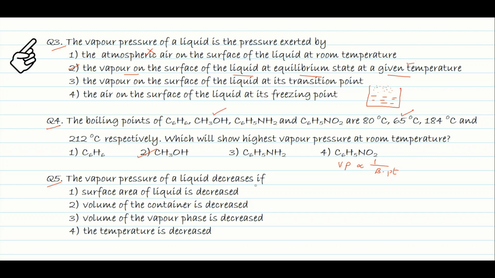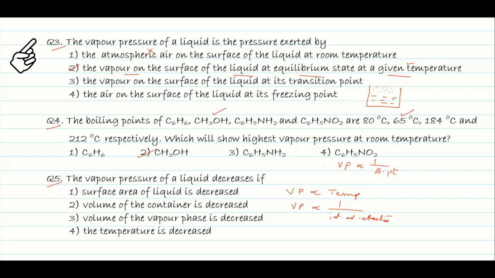Vapor pressure of a liquid decreases. Here you can see different options. To find out the correct option, we should have the idea of the factors on which vapor pressure depends. Vapor pressure is directly proportional to temperature. When you increase the temperature, vapor pressure increases. When you decrease the temperature, vapor pressure decreases. Also, vapor pressure is inversely proportional to intermolecular attraction. In the case of liquids where intermolecular attraction is greater, vapor pressure is less.